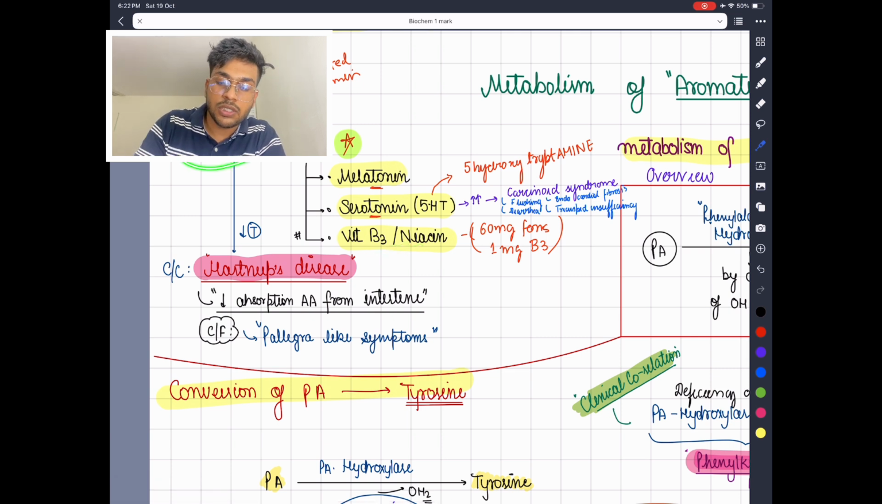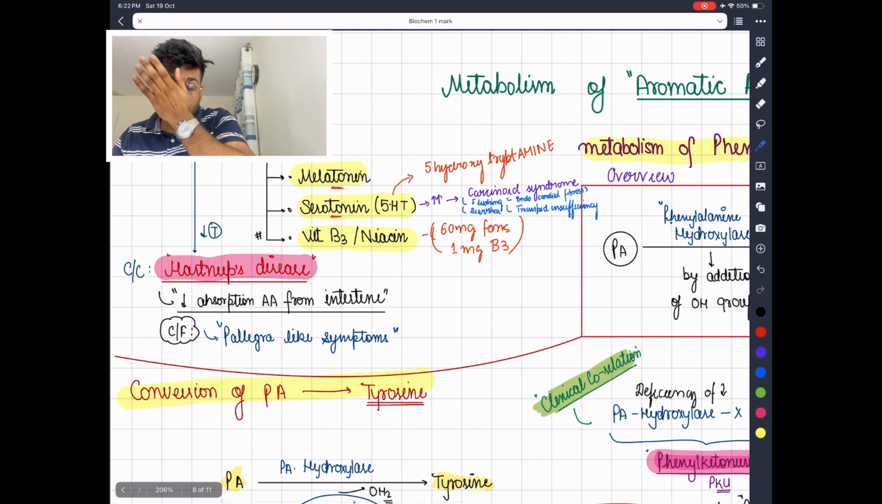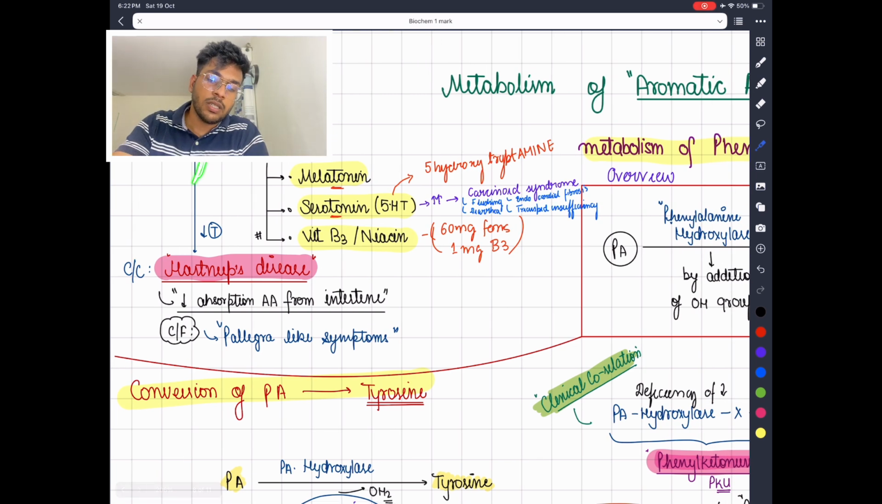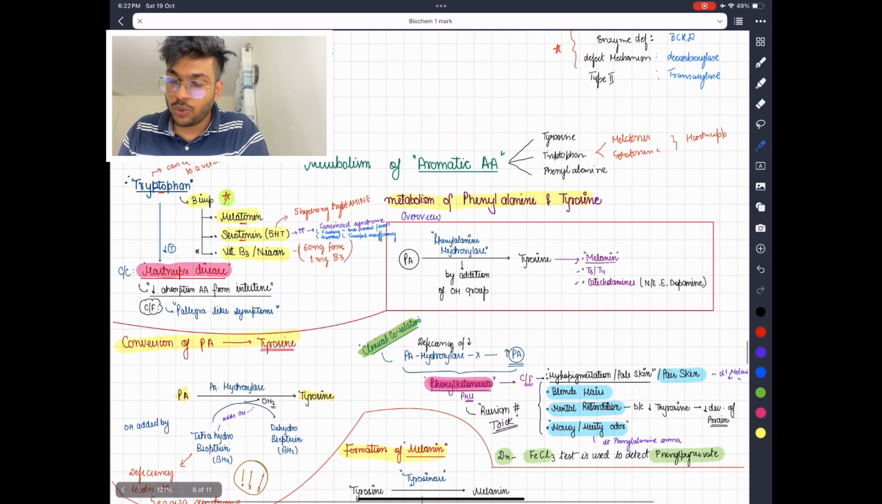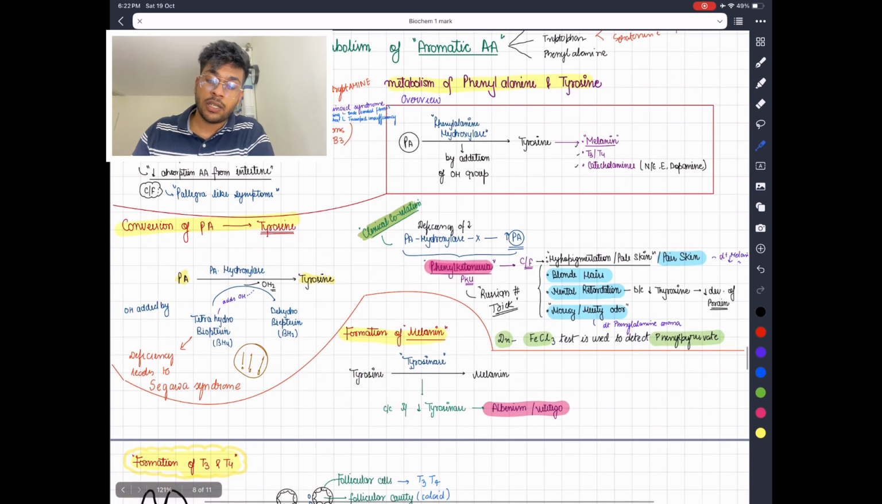So if there is a deficiency of tryptophan absorption, the disease which can be caused is called Hartnup's disease. And it makes sense, since it makes niacin or vitamin B3, the symptoms of this particular disease, Hartnup's disease, will be similar to pellagra, because niacin deficiency causes pellagra. If this particular thing is deficient, causing a disease called Hartnup's disease, the symptoms will be similar to pellagra. Okay, moving forward, we move into phenylalanine and tyrosine.